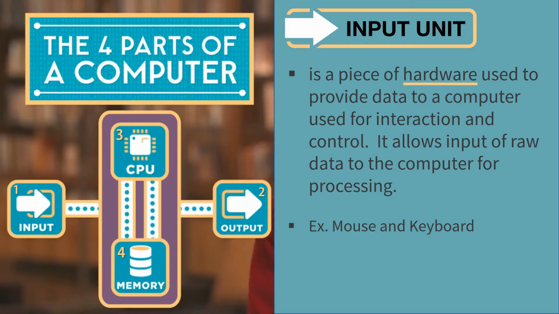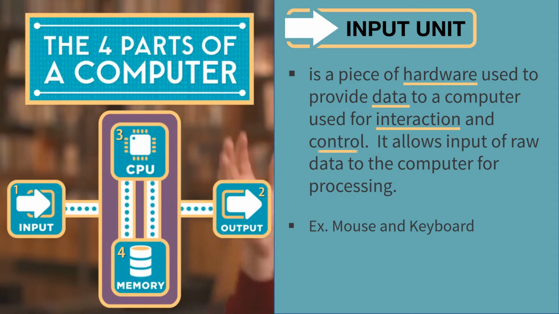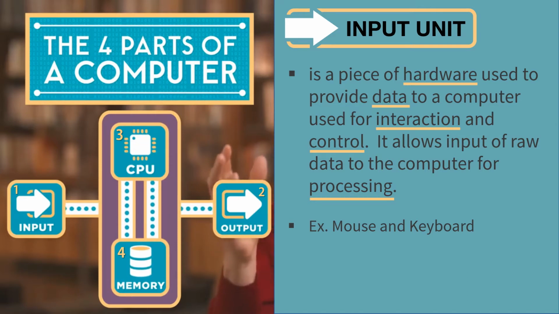So an input unit is hardware because it is a device, it is tangible, and it is used to provide data. Data is processed by the system unit in order to convert it into information. The input unit is the one that converts the data into machine readable form for interaction purposes, in order for the computer to control and allow the input of raw data to the computer for processing.